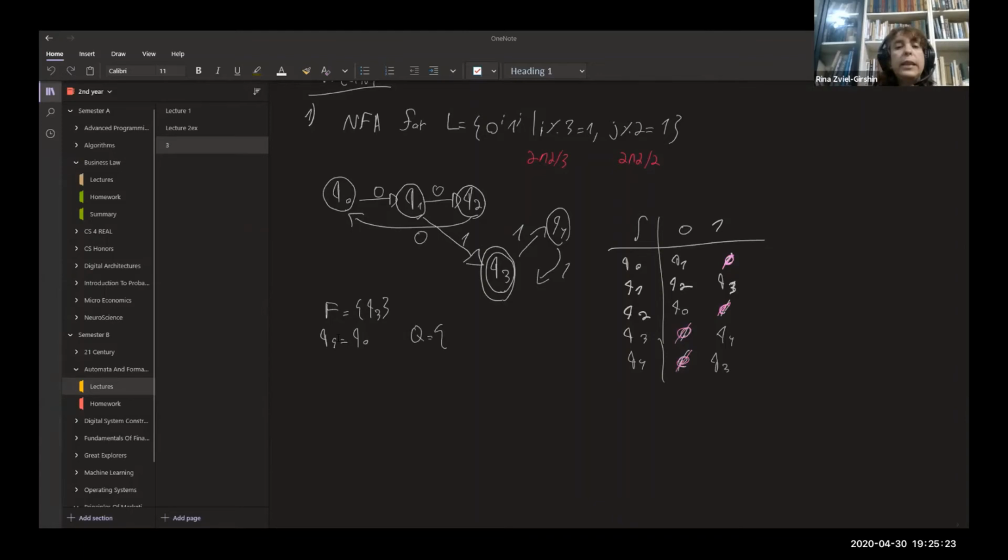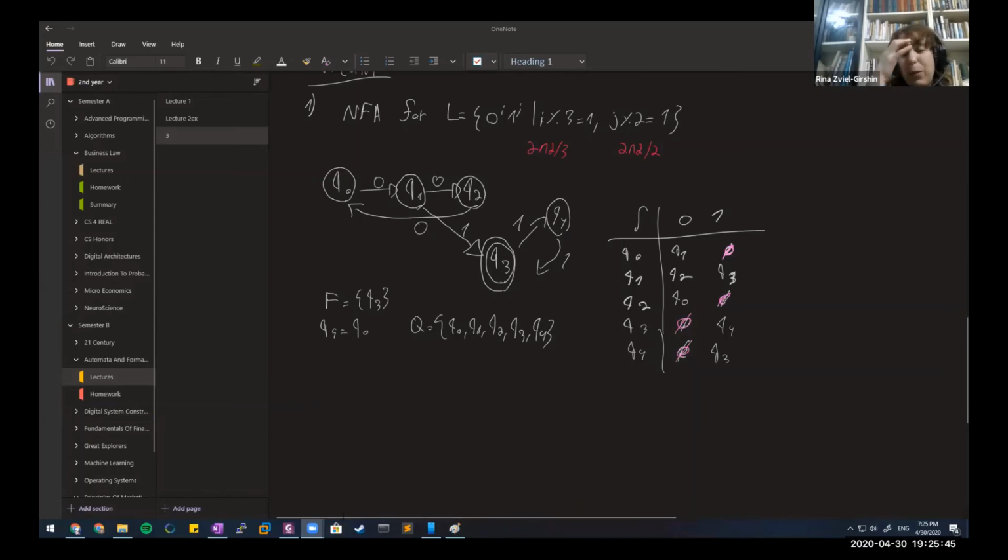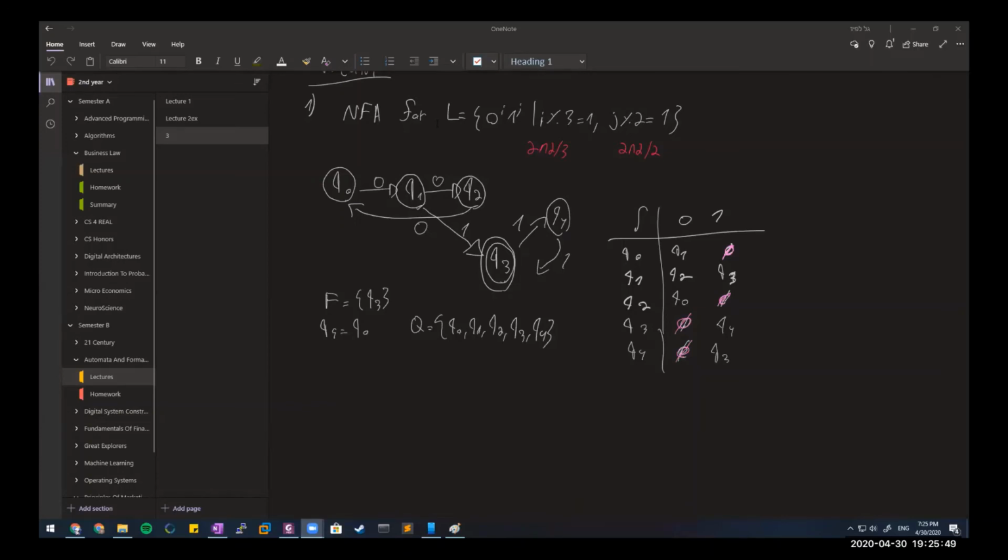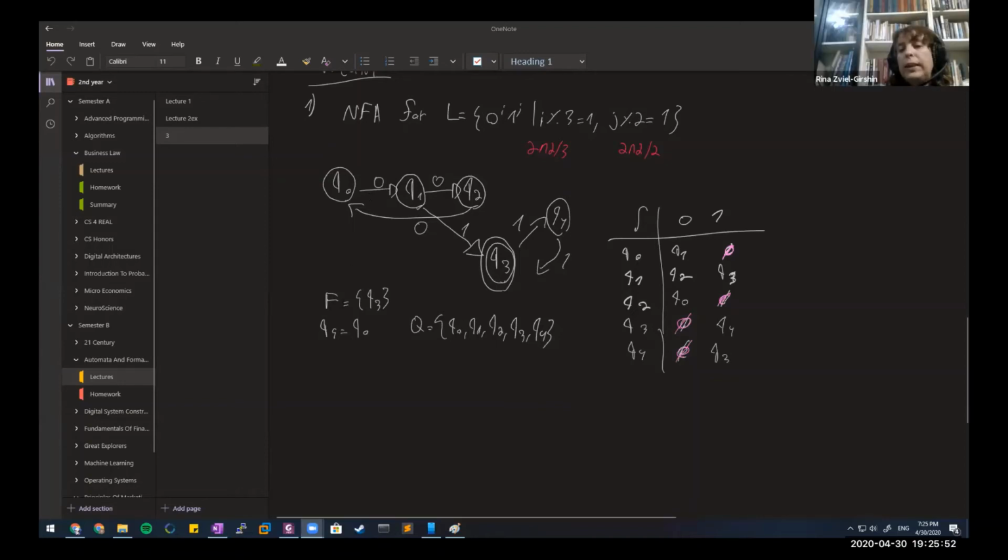So the set Q is... someone else, not Gal, someone else wants to define the set Q. So basically you mention all the states. No, please keep your drawing. No, it's already there, just the states and the lambda direct. Okay, so let's see. The set of states, we have Q0, Q1, Q2, Q3, Q4.